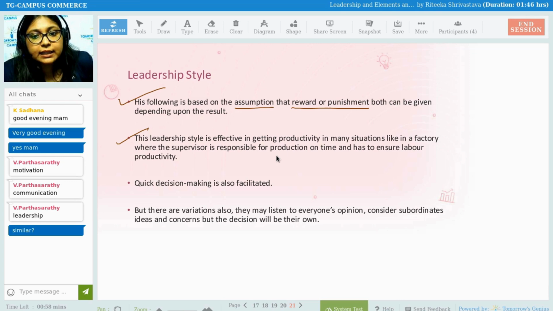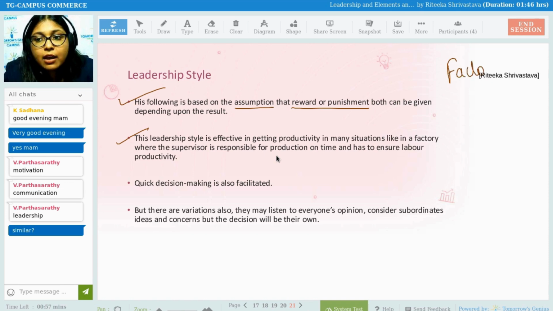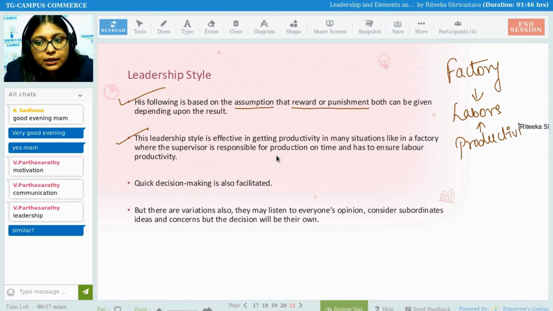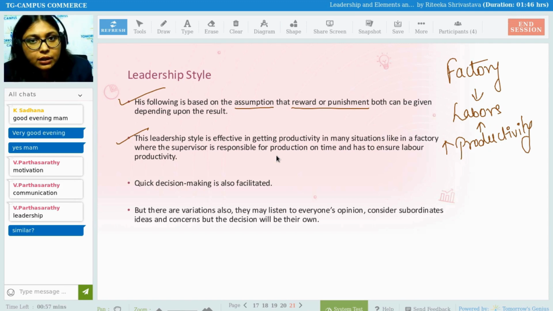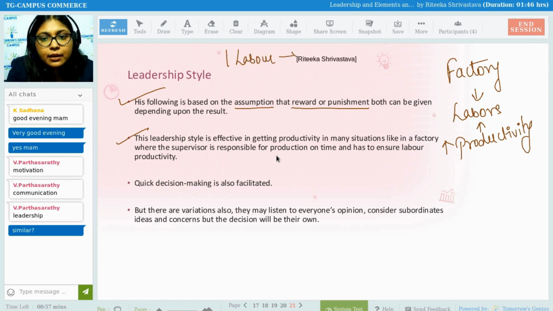This leadership style is effective in getting productivity in many situations, like in a factory, where the supervisor is responsible for production on time and has to ensure labor productivity. So this kind of style is more suitable at factory level, where we have laborers working. If we want to increase the productivity of these laborers, it is good if the supervisor follows the autocratic leadership style, because laborers know that if they are not doing the task according to the mentioned sheet, then they will get punishment. For example, it is a standard that one laborer has to produce 10 units per day.